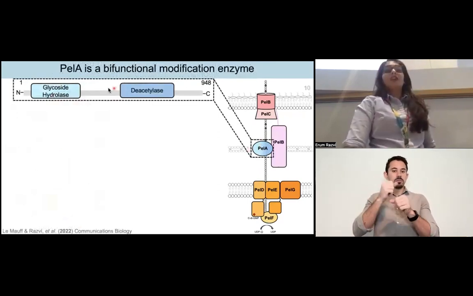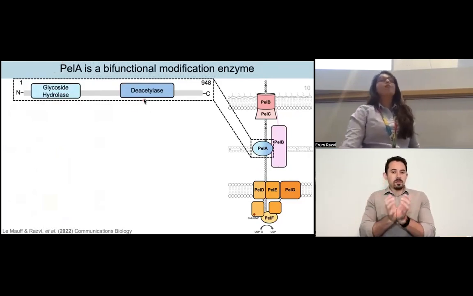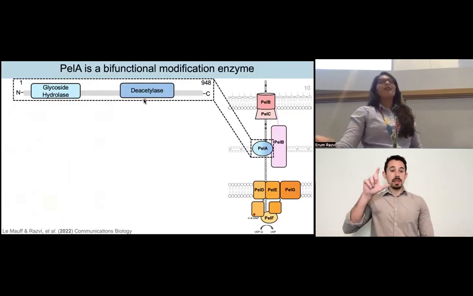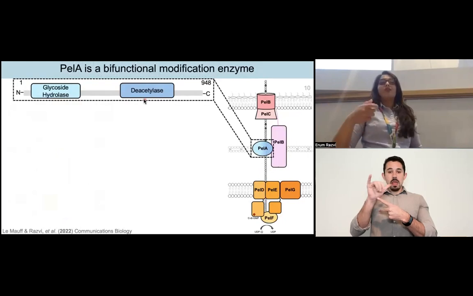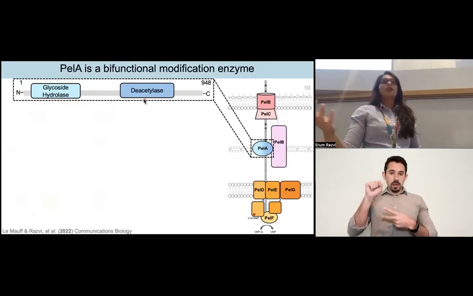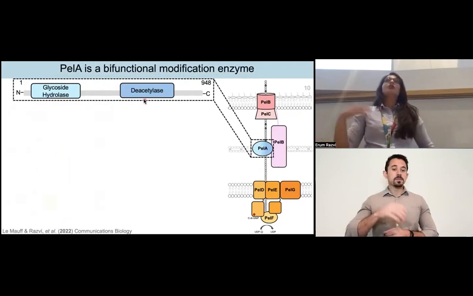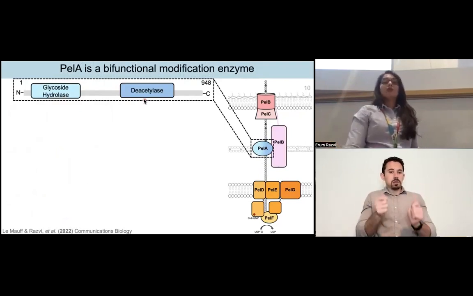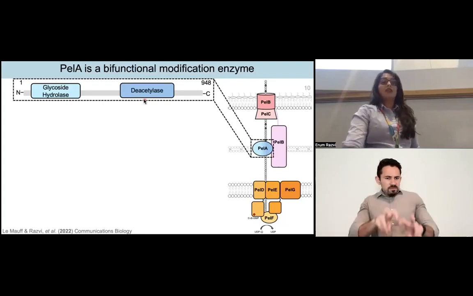PelA is bifunctional, so it has both a glycoside hydrolase and a deacetylase domain. These activities would modify the PEL polysaccharide, but to really get to what these modifications are doing, the complete structure of the PEL polysaccharide was not fully known, so we couldn't really address this. So we set out to determine this, where I optimized the protocol to isolate PEL and provided this to Francois Lemeuf in the Shepherd Lab for mass spectrometry and NMR analyses.